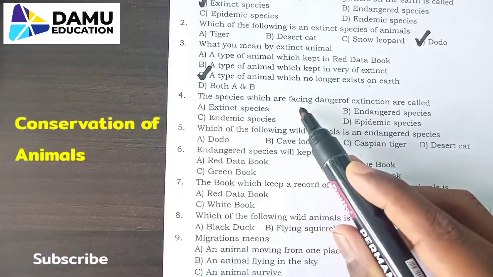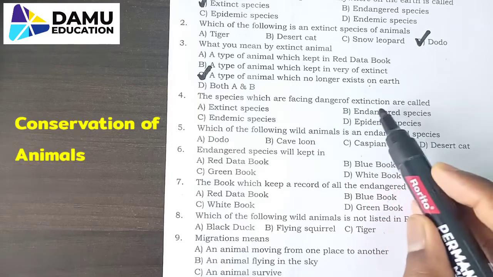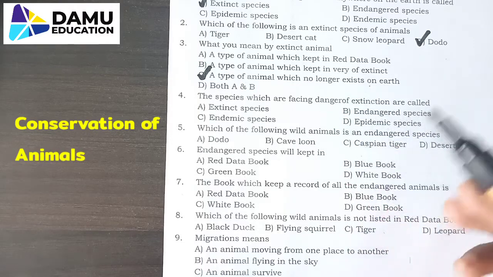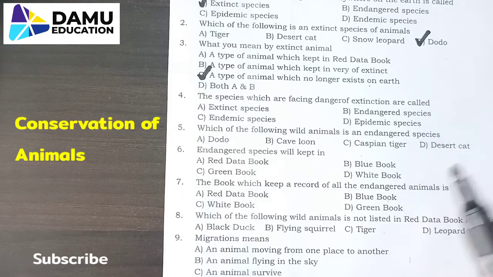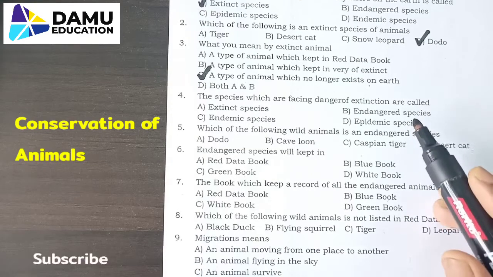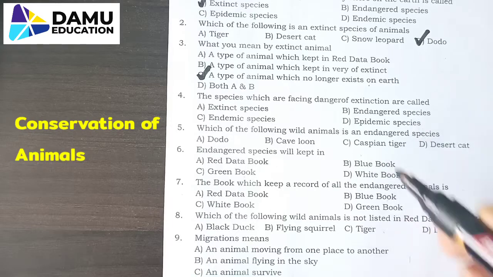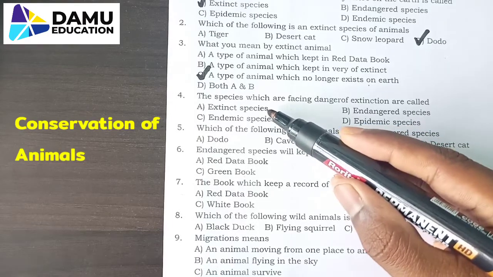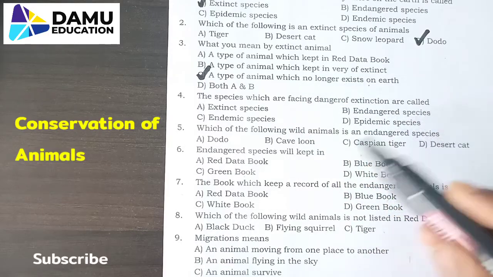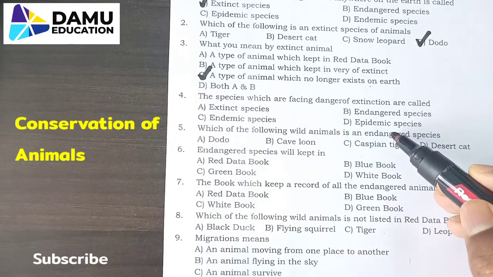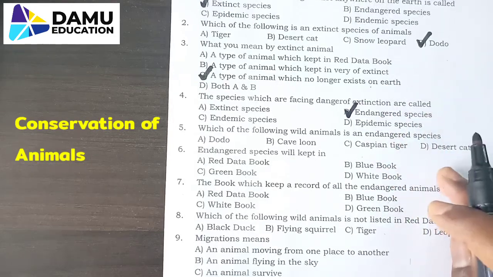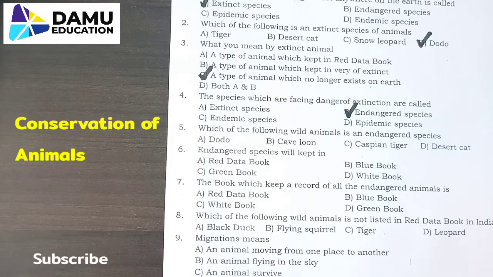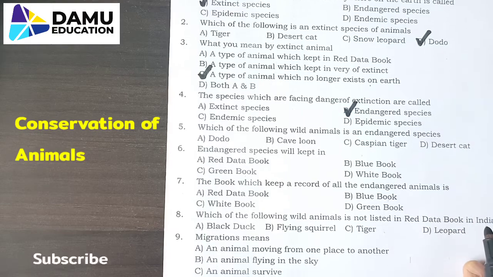Next one, the fourth one. The species which are facing danger of extinction are called. Danger of extinction means that after one or two years, or after a few years, it will come under extinction. What type of animal is that? First option, extinct species, no. Endangered species, endemic species and epidemic species. The fourth one we know is endangered species. After a few years, it will come under extinct. It is very near to extinction. That type of species is called endangered species.